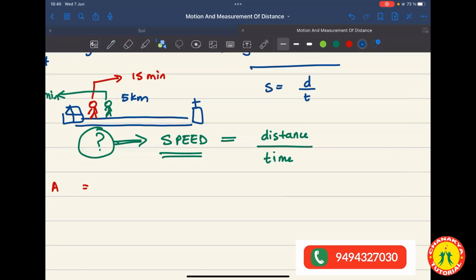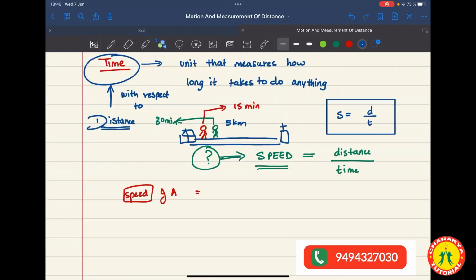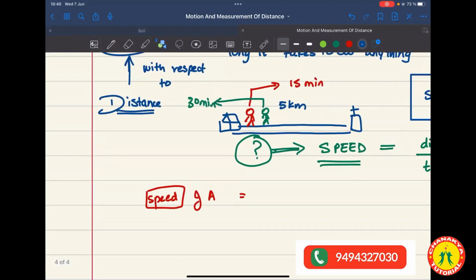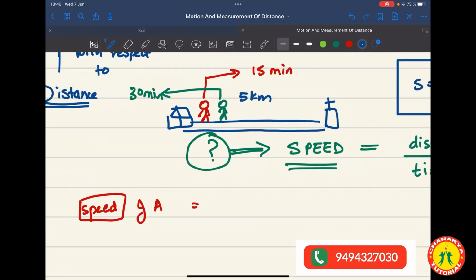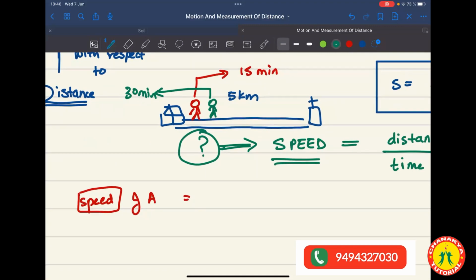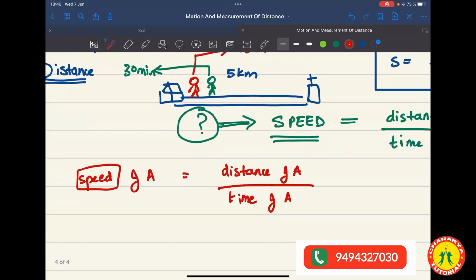This is going to be coming not only in this grade, but also for your 7th, 8th, 9th and upcoming classes, okay? So now, speed of A. Tarakeshwaran, can you solve this problem? How will you find the speed of A? So speed of A will be distance of A by time of A. Now tell me, what is distance of A and time of A, Tarakeshwaran?